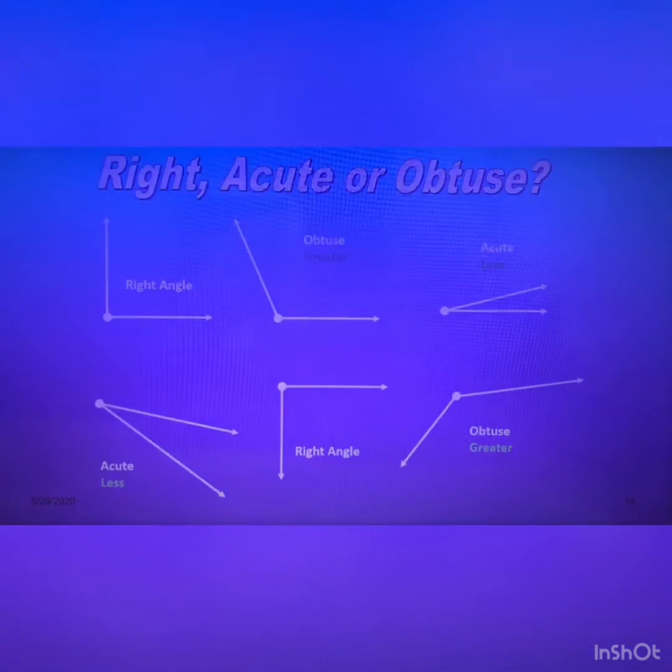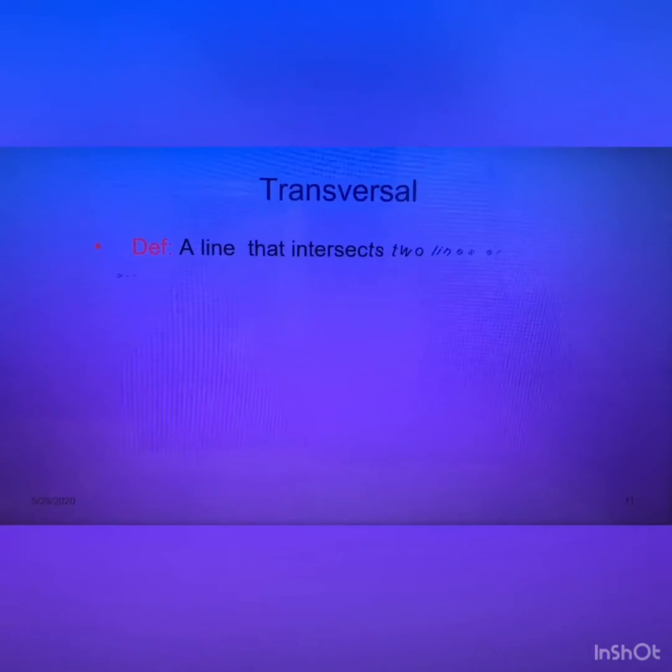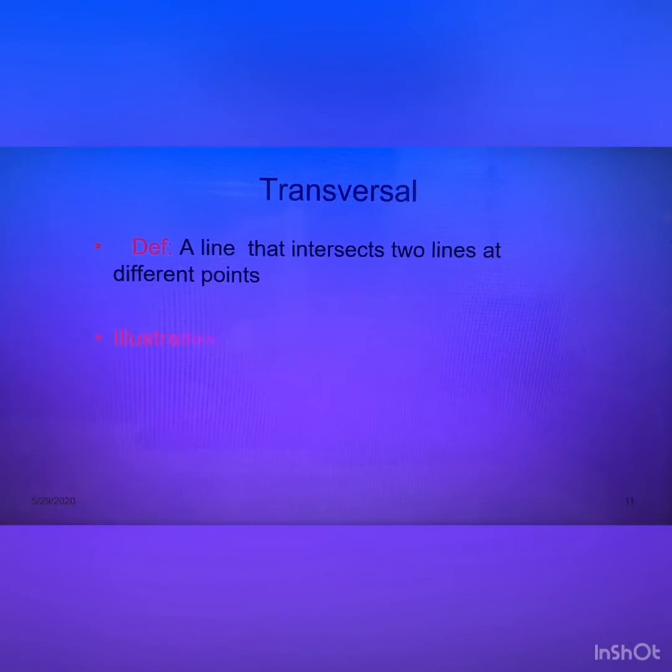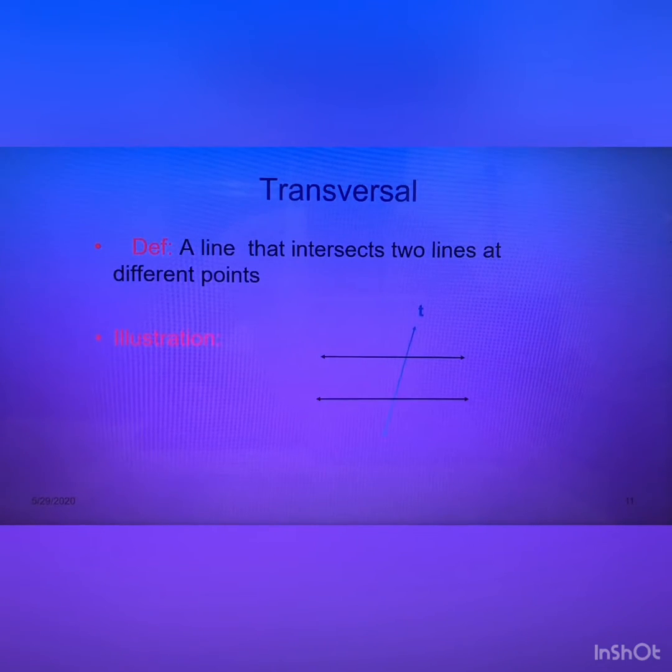Okay. Now moving to the next topic, the transversal line. What do you mean by a transversal line? A line that intersects two lines at different points is known as a transversal line. For example, you can see that here are two lines and a line T intersects these two lines at different points. So this line is known as a transversal line.